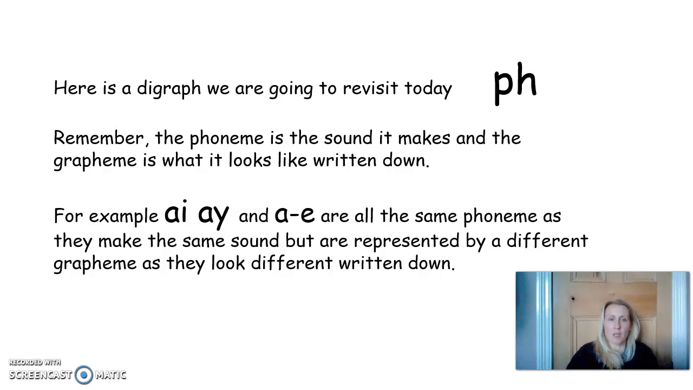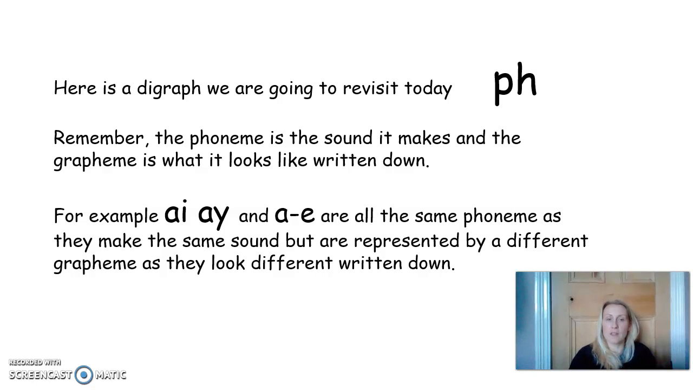I'd like us to have a think about that. The phoneme is the sound it makes, and the grapheme is what it looks like when we write it down. So if I write p, h, that is the grapheme, sorry, silly Mrs. Cochrane, that is the grapheme, and the phoneme is the sound it makes.